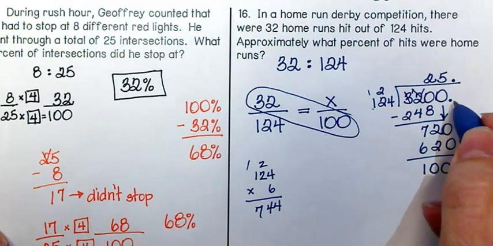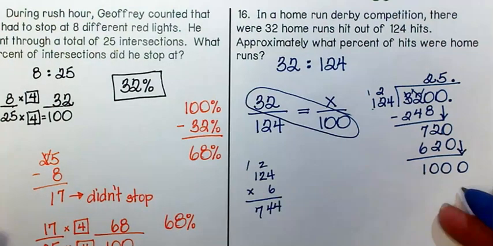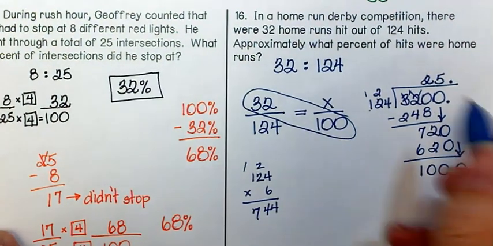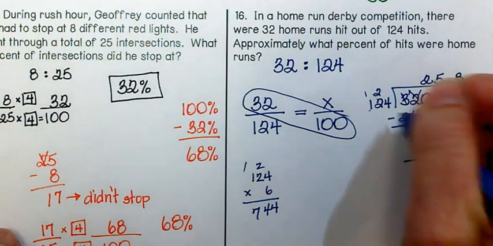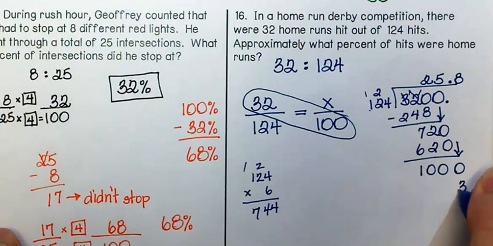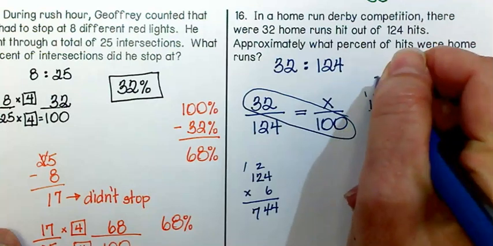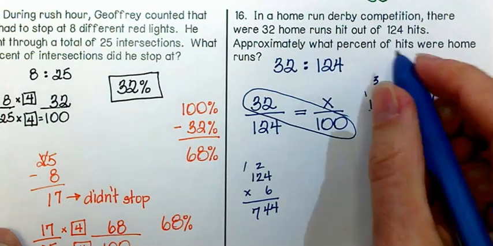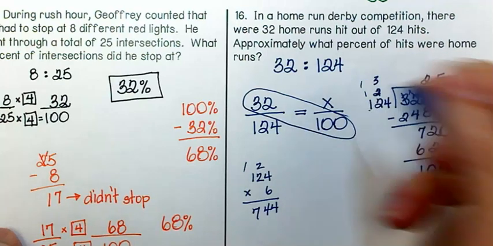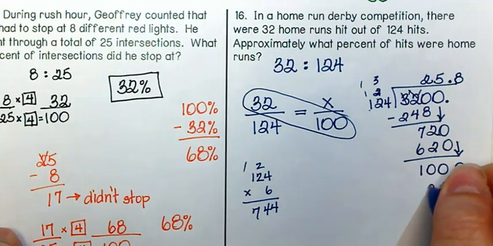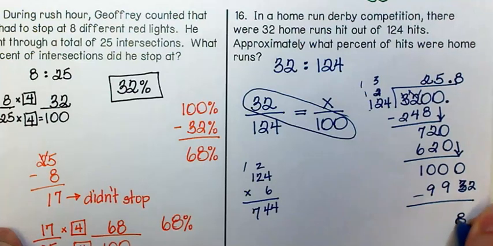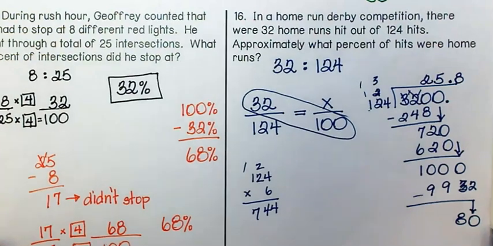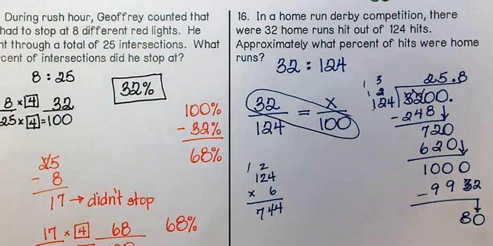Bring down a 0. I've now hit the decimal, but I haven't gotten a clean no remainder. So 124 will go into 1,000. I think it's going to be like 8 times. 8 times 4 is 32. Put down the 2, carry the 3. 8 times 2 is 16, 17, 18, 19. 8 times 1 is 8, plus 1 is 9. I get 992. 1,000 minus 992 is going to give me 8. And I can keep going, but I really don't want to.